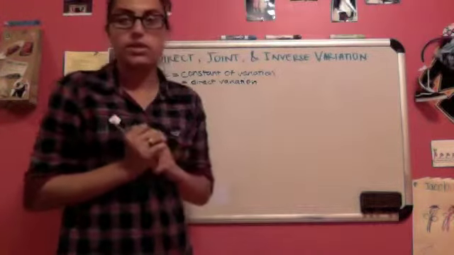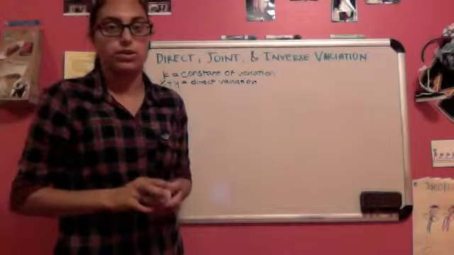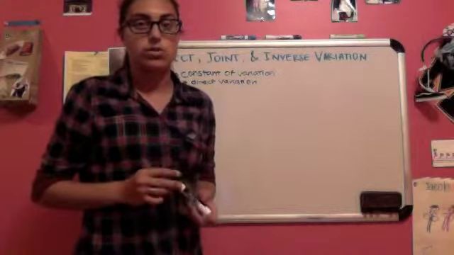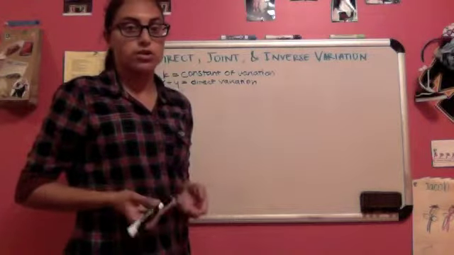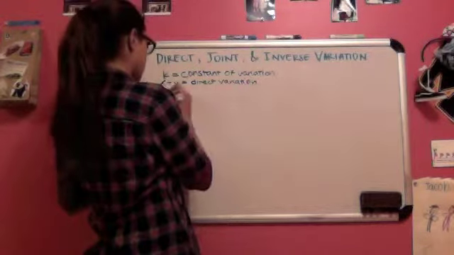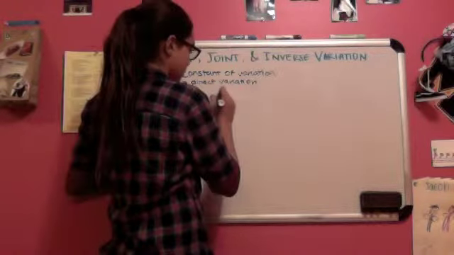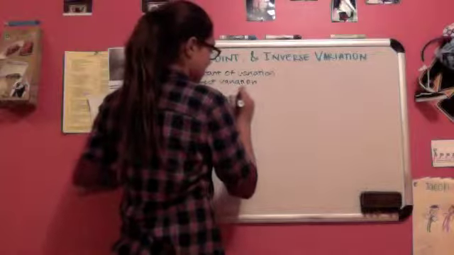So direct variation is the relationship between two variables which can be expressed by an equation in which one variable is equal to a constant times the other. So in other words, y equals kx. And that's your equation for direct variation.